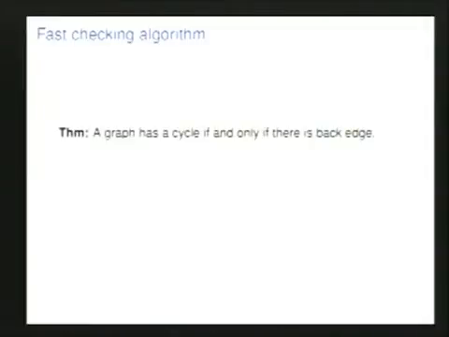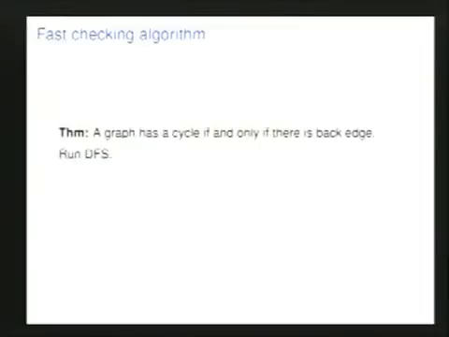So how do you check if something is a DAG? Any ideas? Say it again. I'm just asking, how do you check? So we have this theorem. I want to figure out an algorithm for checking if it's acyclic now. So I use this fact: a graph has a cycle if and only if there is a back edge.